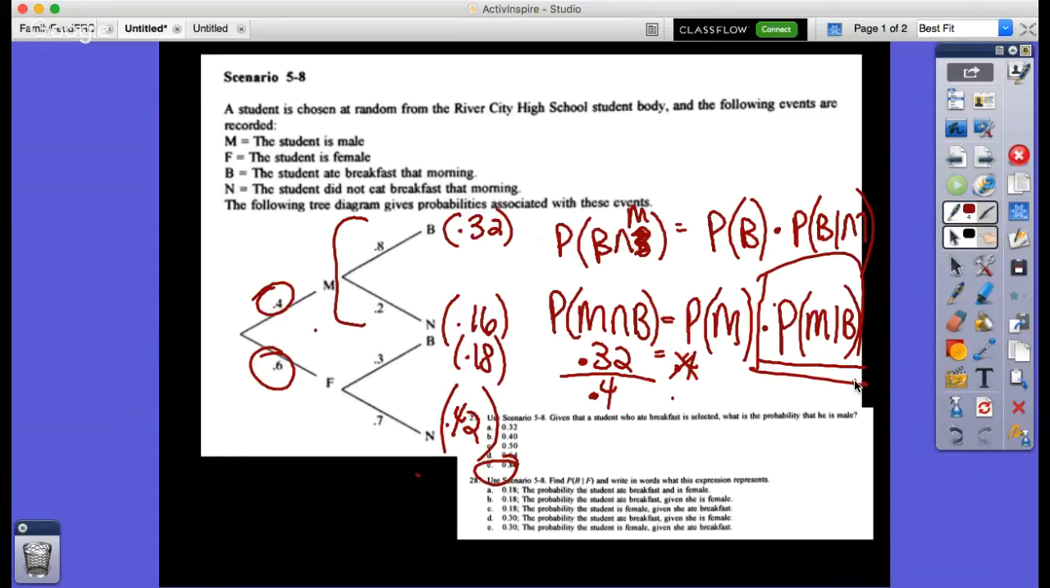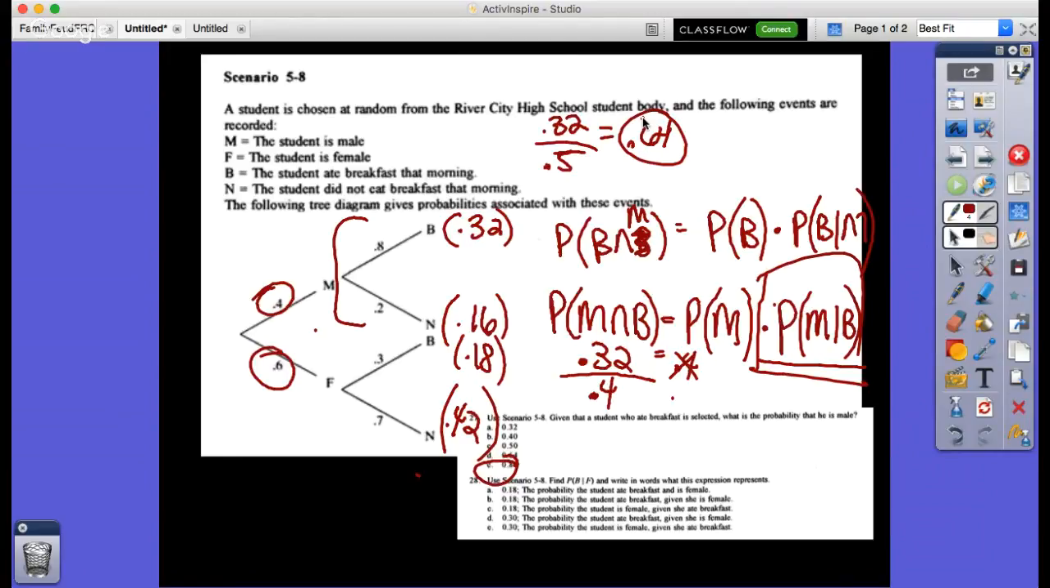So we were headed on the right track. You were saying, so the probability that they ate breakfast was 0.5, right? And of that 0.5, 0.32 were male. Out of that 0.5, 0.32 were male. And that's 0.64. I would have missed this one, y'all. I would have missed this one.